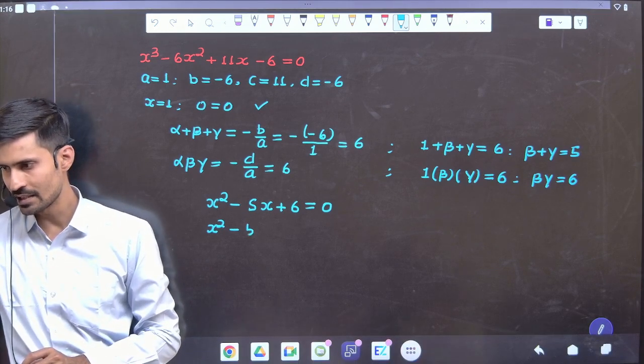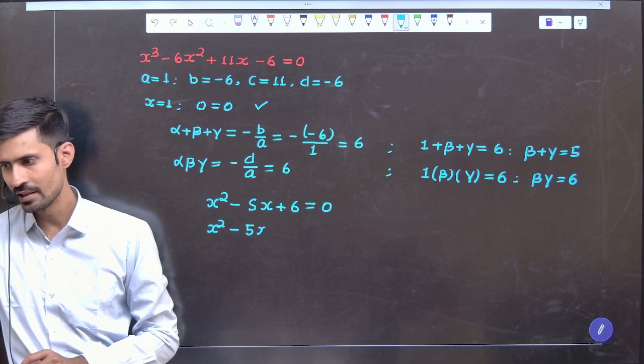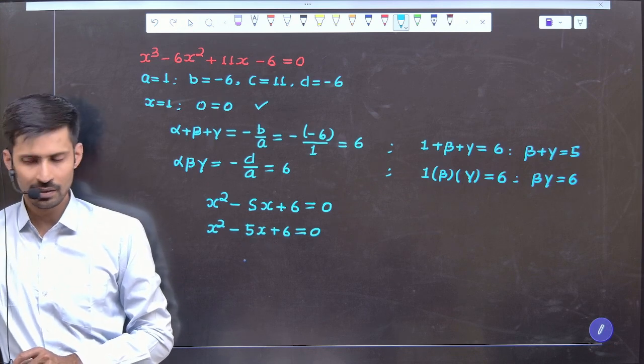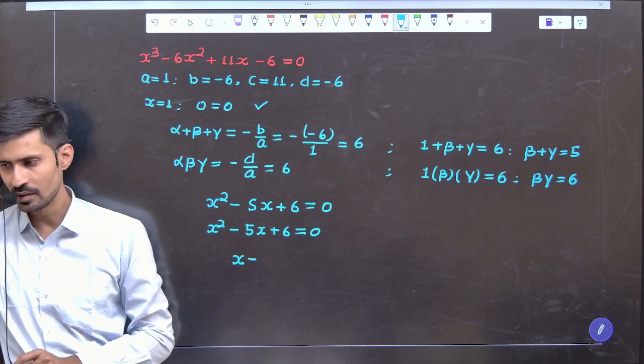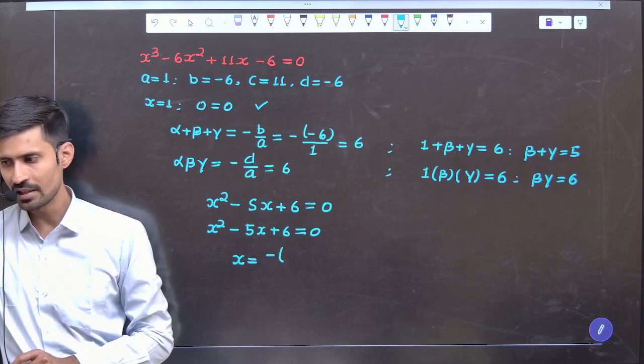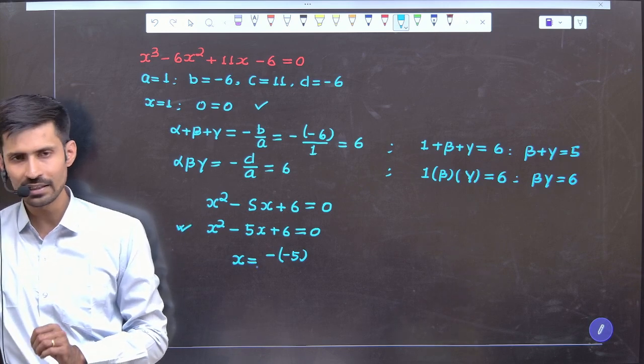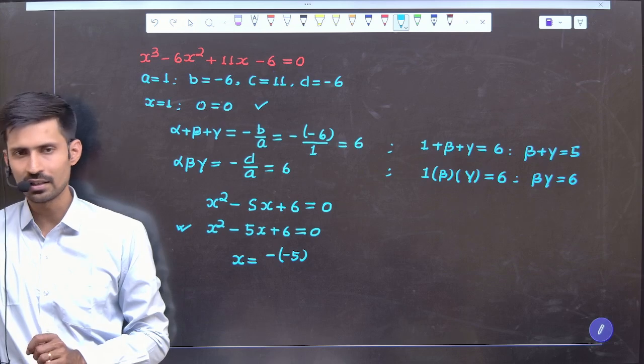X square minus sum is 5x plus 6. Now you'll apply the formula. X is equals to minus b. What is b? Minus 5. And you'll take ABC from here for finding that root. Don't take ABC from here.